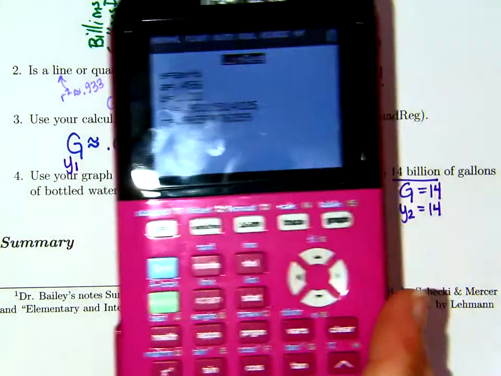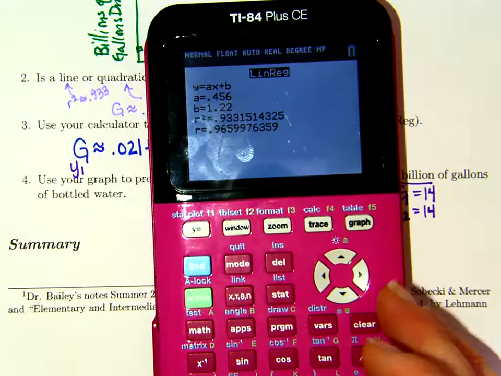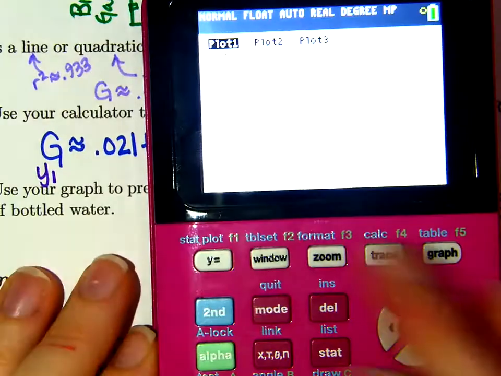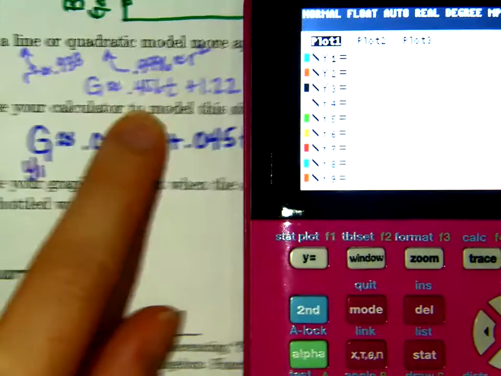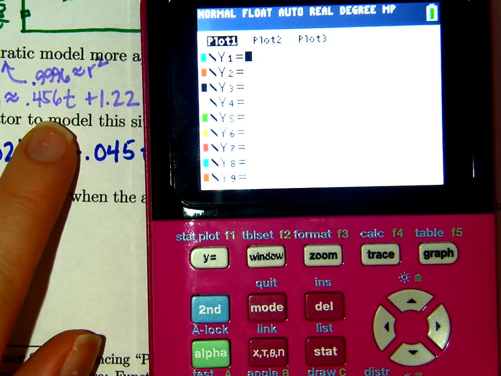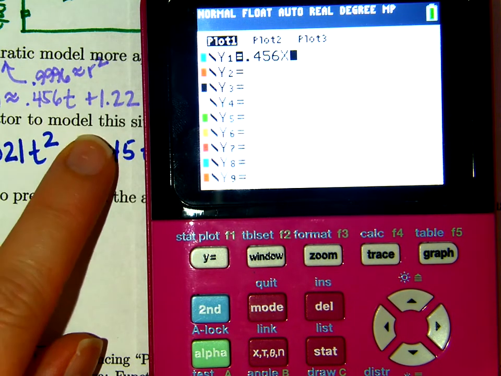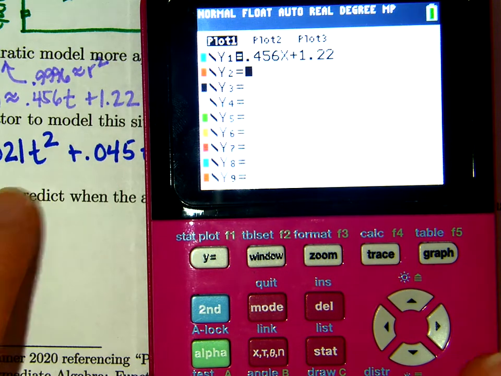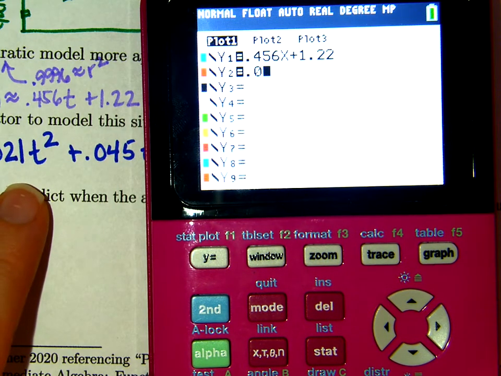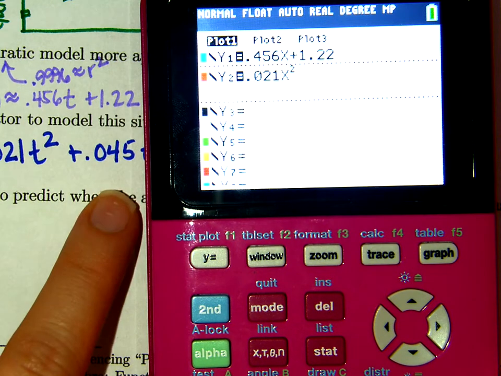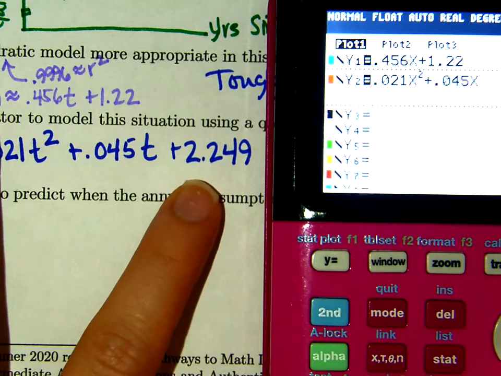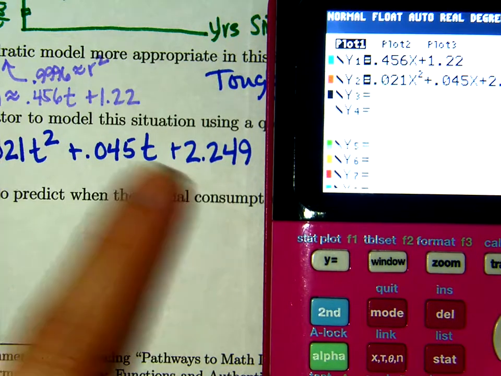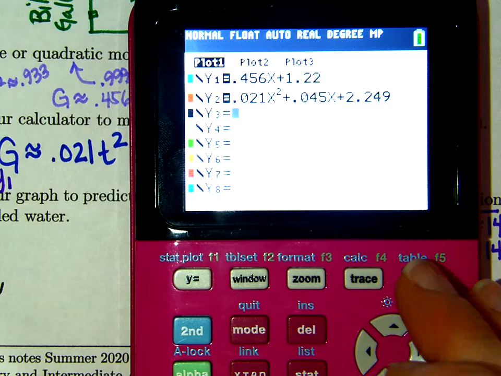Okay, so let's go back. I'm going to do a couple of things now that I have all of this. So I'm going to go to Y equals, and we already have graphed our scatter plot. First, I'm going to go ahead and put in this linear equation, 0.456x plus 1.22, and I'm going to put in our quadratic, 0.021x squared plus 0.045x plus 2.249. Okay, and I'm going to graph.